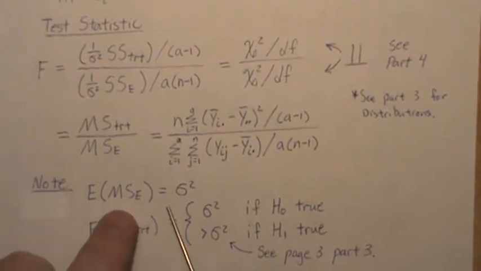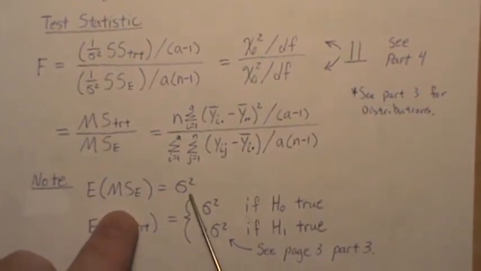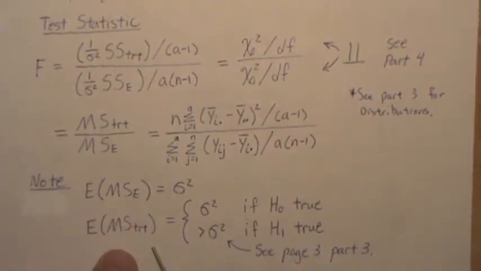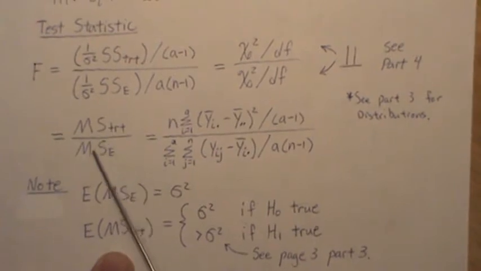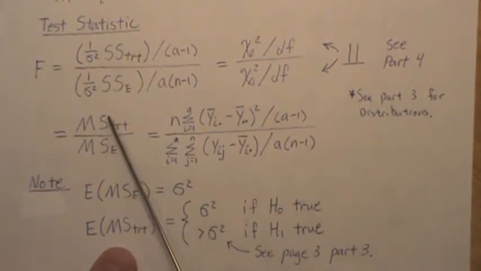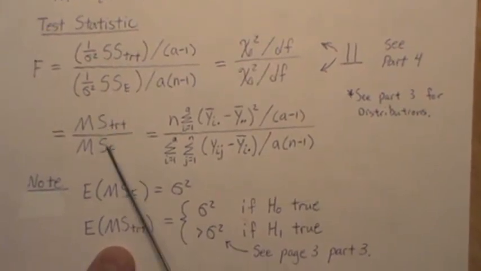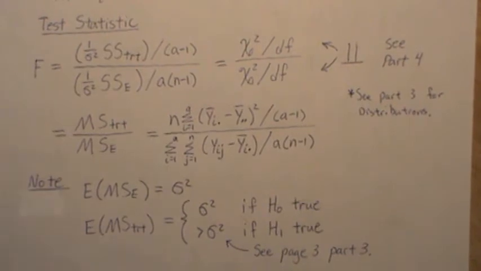Now look, on average the denominator is sigma squared. It's an unbiased estimate for the error variance. The numerator, under the null hypothesis, has expected value sigma squared. So this ratio is really close to 1. But under the alternative hypothesis, if it's true, then we expect the numerator to be greater than sigma squared. So this numerator becomes much bigger than the denominator, which makes the ratio a bigger number, which drives it into the right tail of the F distribution.